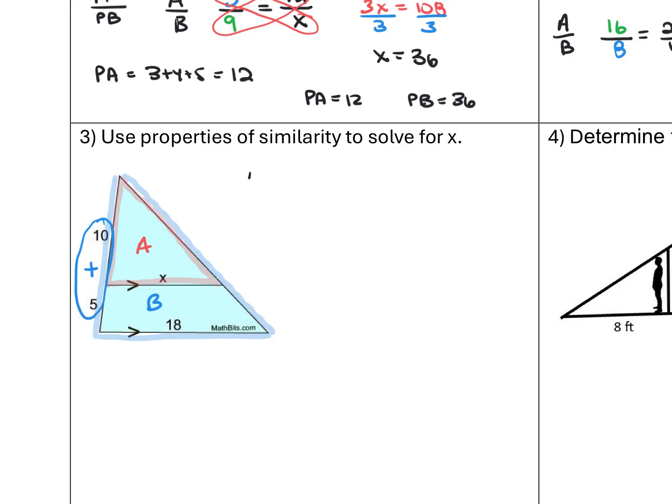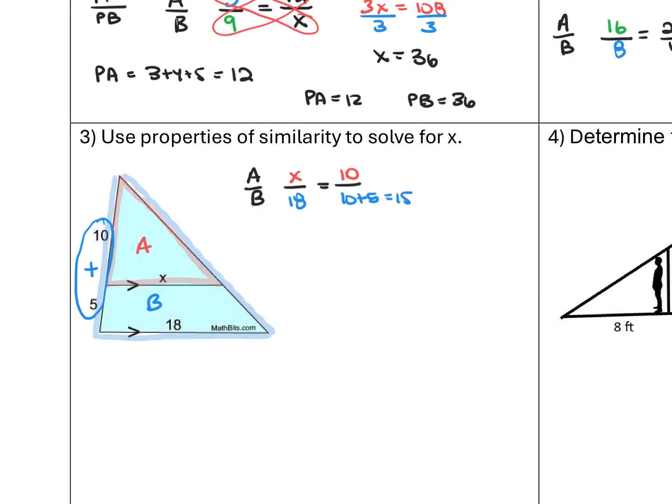So our ratio is always A to B. So I'm going to set up my ratio here. So on A, I'm going to start with the length here. So I got X, and then I've got 10. On B, I've got 18, and then I've got 10 plus 5, which equals 15.